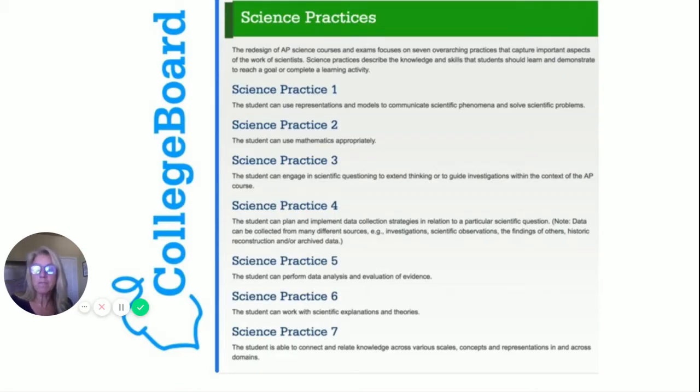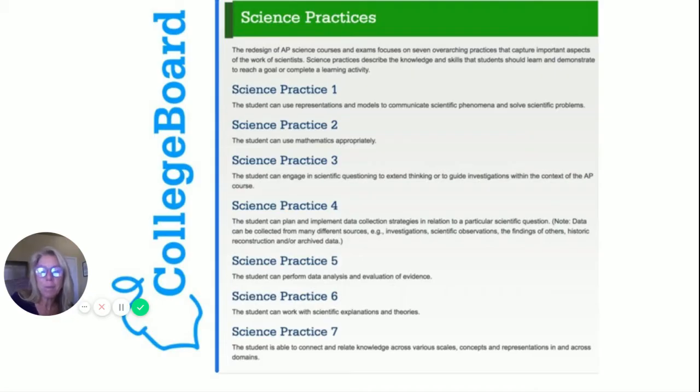Science practice 5 is actually doing the data analysis and evaluation of evidence. And in 6, you can work with scientific explanations and theories. For instance, you could work with osmosis and you could explain to me why if you took some carrots that you just peeled and put them in salt water, those carrots would wilt, but if you put them in distilled water, those carrots would not wilt. And so you can explain that.